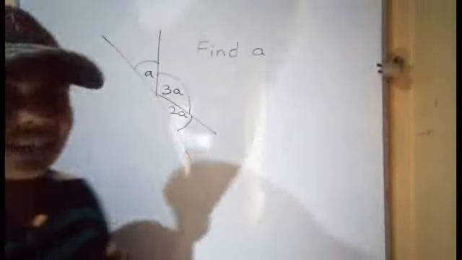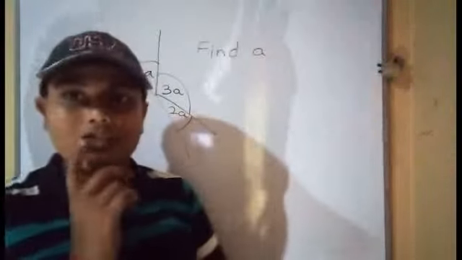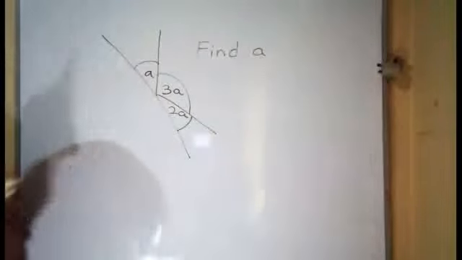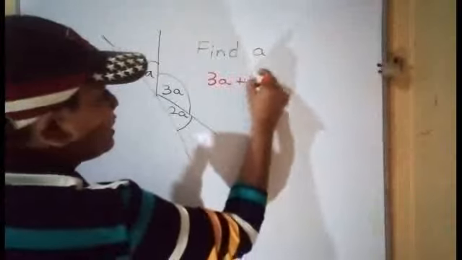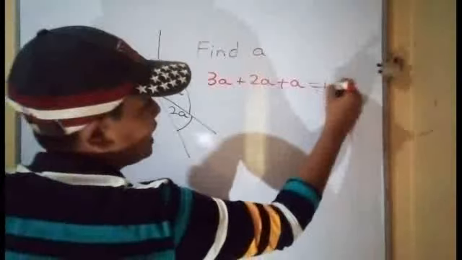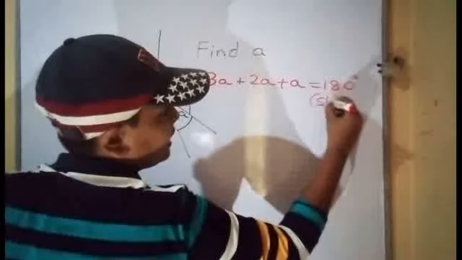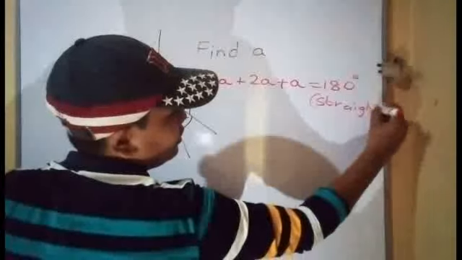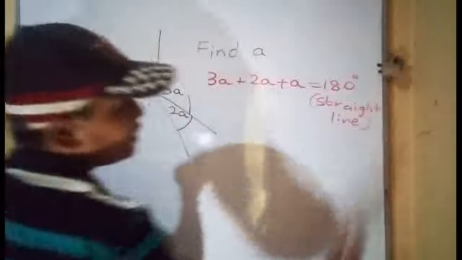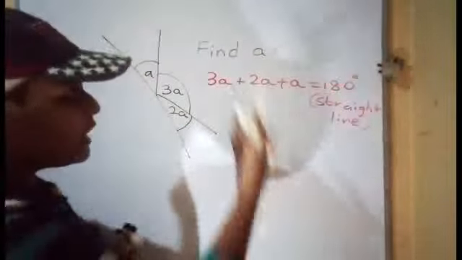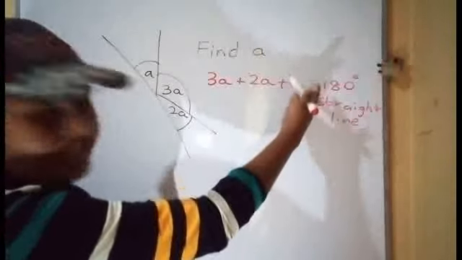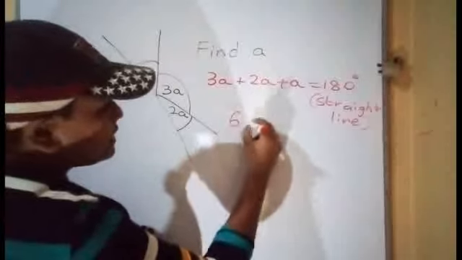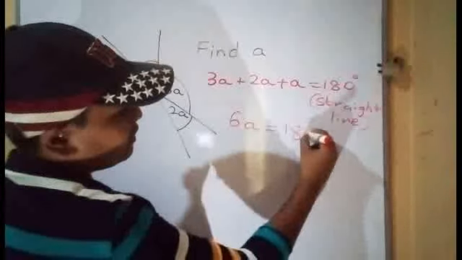Some students are thinking, what's this? We can find it. Write 3A plus 2A plus A equals 180. That means a straight line. Firstly, you want to write this. Now 3A plus 2A means what? 5A. 5A plus A is 6A. So 6A equals 180.